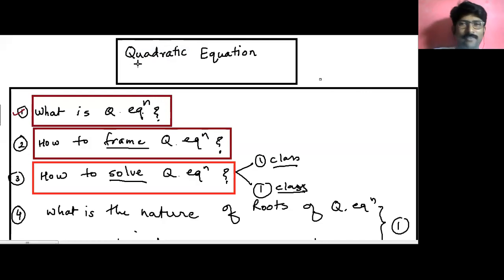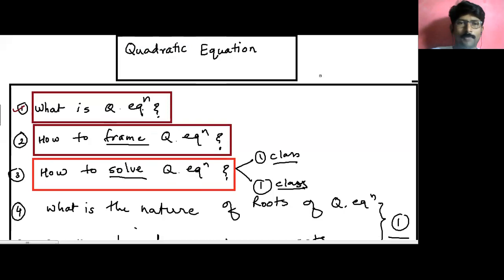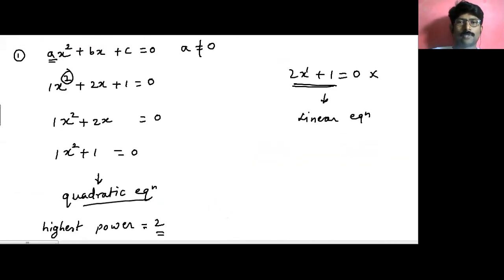In this part of the video, we're going to learn what exactly is a quadratic equation. Specifically, what are you going to learn? What is a quadratic equation, how to frame a quadratic equation, and how to solve a quadratic equation by the factorization method. These are the three targeted areas we're going to focus on in this part of the video. So let's see what is a quadratic equation.